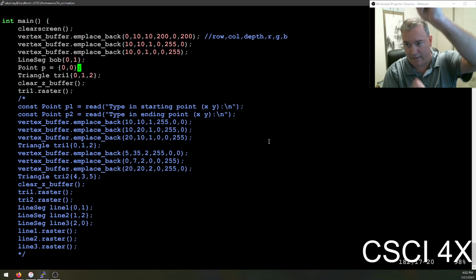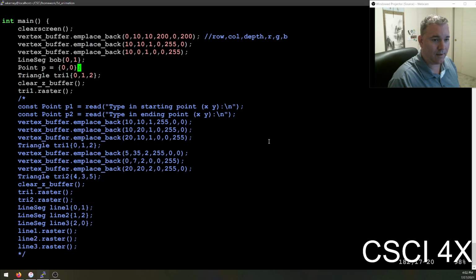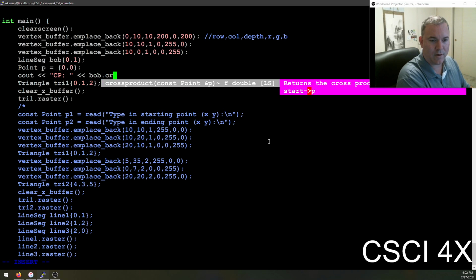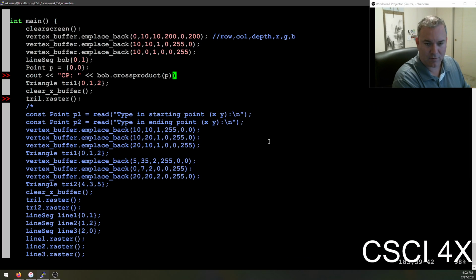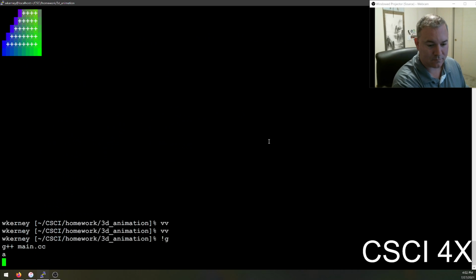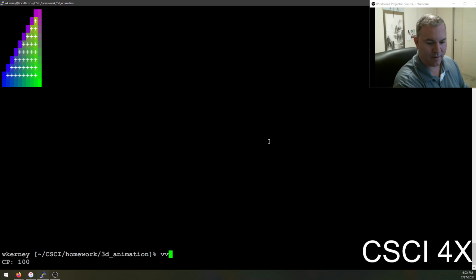So we're going to cross product a line coming straight down with a line going straight left. And we should get something. So let's see if this works. See out, cross product equals Bob dot cross product with P. Let's just verify that our cross product is functioning as intended. If it's normalized, it might be creating problems if it's normalized, huh? Yeah, we'll have to think about this. Okay. Cross product is 100. Okay, so it's not normalized.